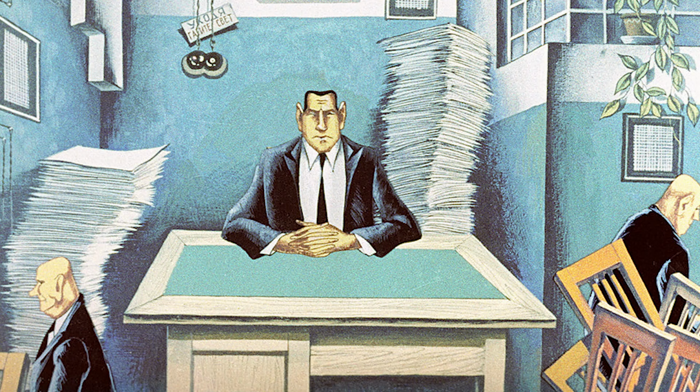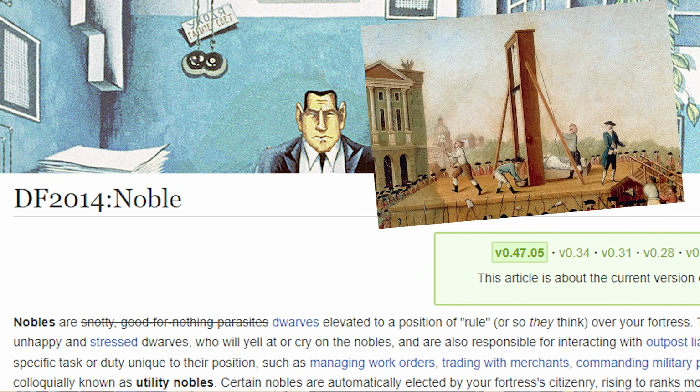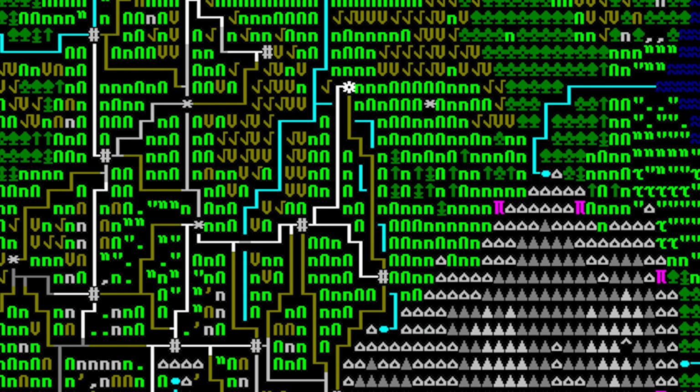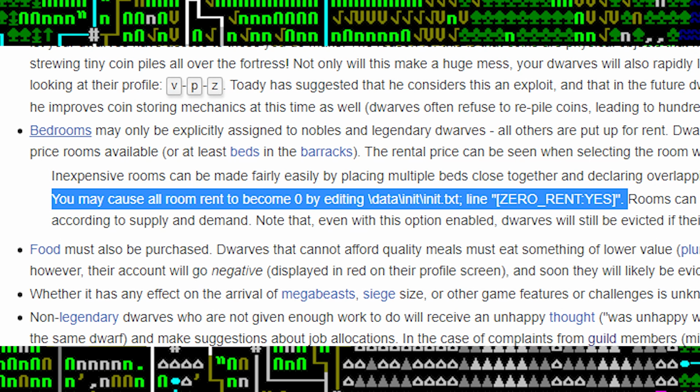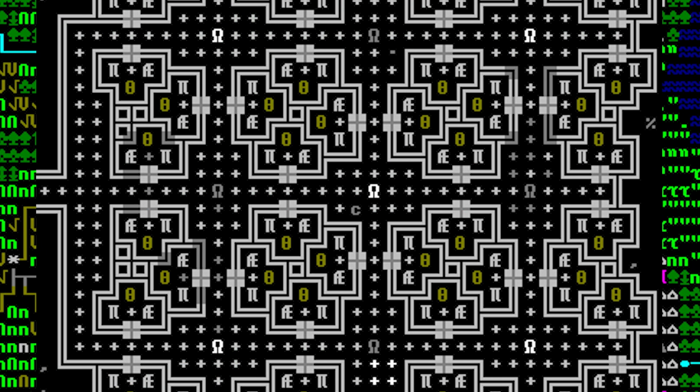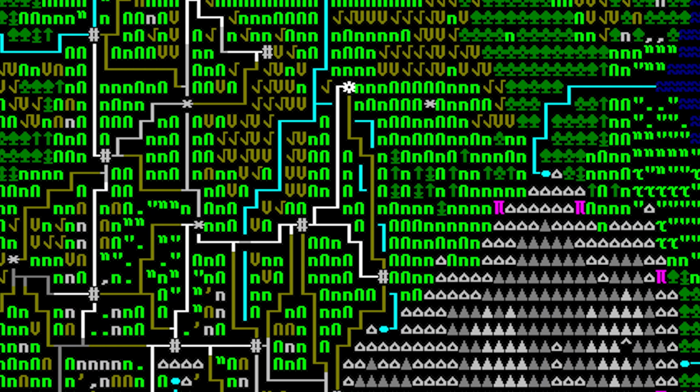The state functionaries, the apparatchiks or nobles as the game calls them, are assigned quarters by you, the player. If you don't like the idea of leaving housing security to the whims of the market, you can edit the .ini file so that rent is always zero. That way you can create vast homogeneous apartment complexes with decent units for all of your dwarves. Now, here's where it gets really funny.